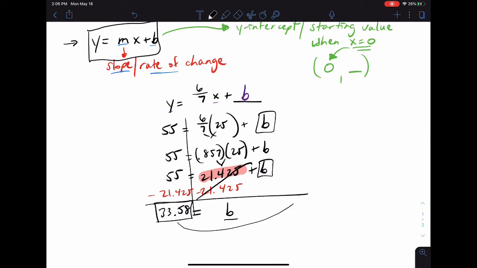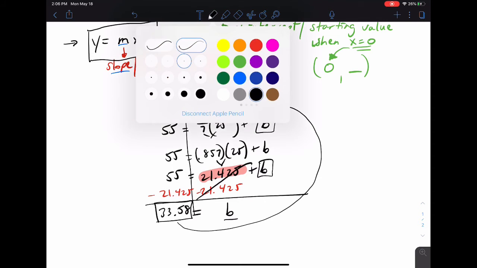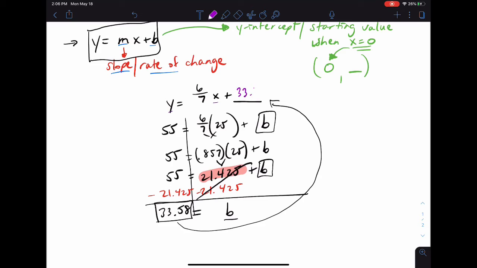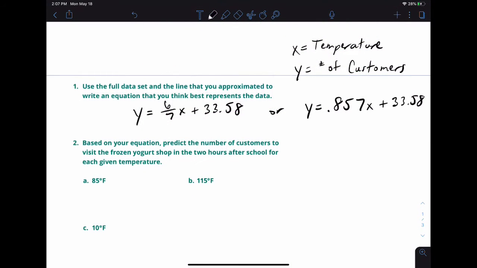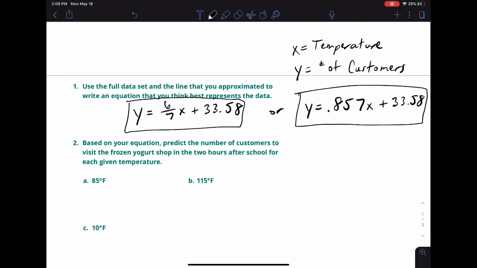So now I'm going to plug this in there. No longer do I have a b. I know that b is 33.58. Okay, so there is my equation. I wrote it twice; you only need to write it once. The only difference is instead of 6/7 here, it's 0.857. So it might be easier to use it as a decimal because we're going to do some multiplying. Either one's okay.